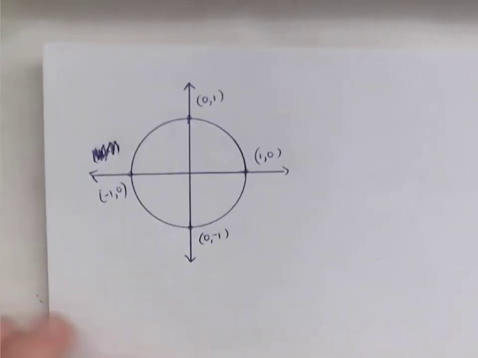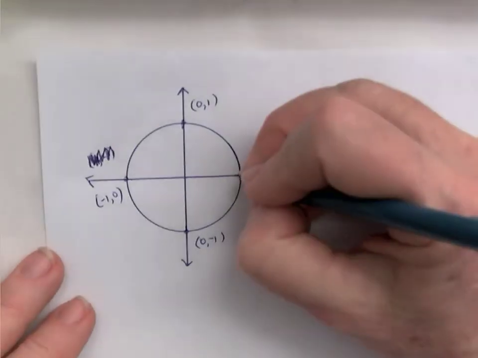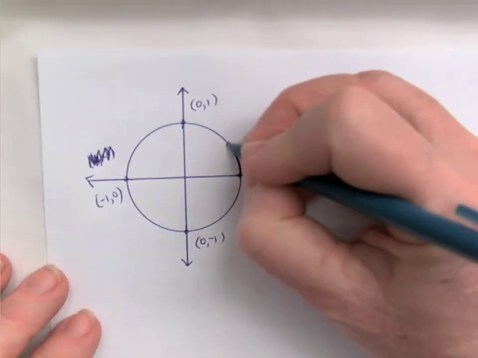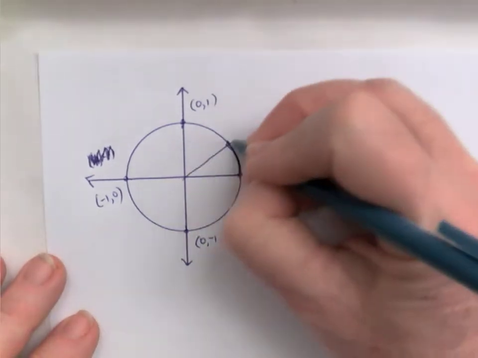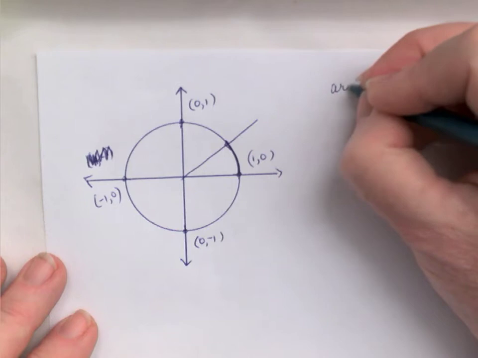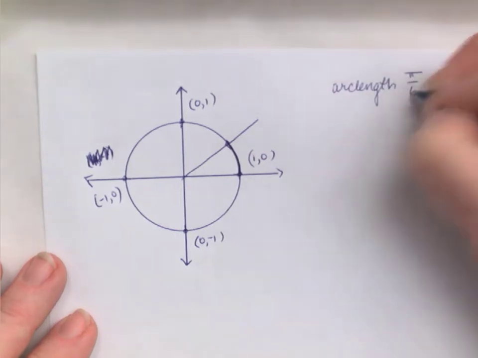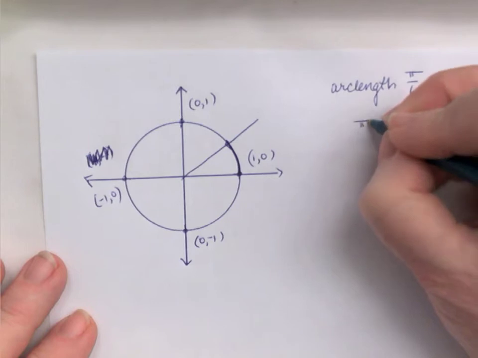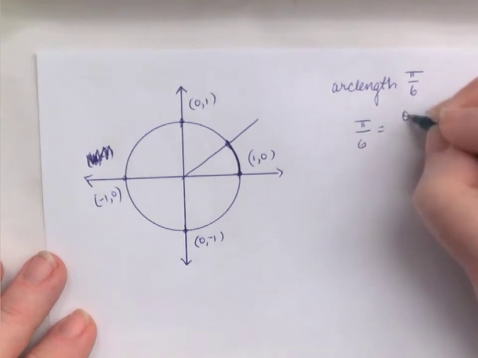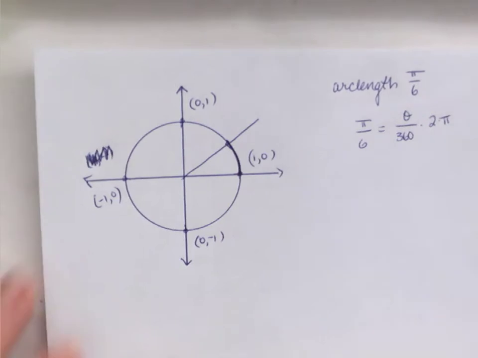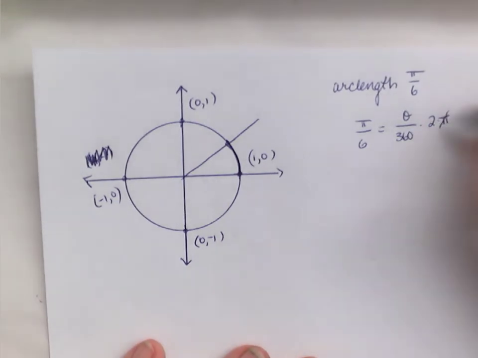Okay, let's talk about π/6. If I map out π/6 units along the rim of this circle, well, I know my arc length will be π/6, and I'm going to use the formula: arc length is equal to theta over 360 times 2 times pi times the radius. The radius is 1. I'm going to divide both sides by 2.